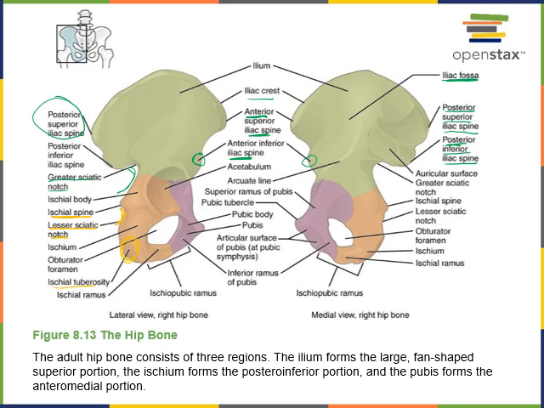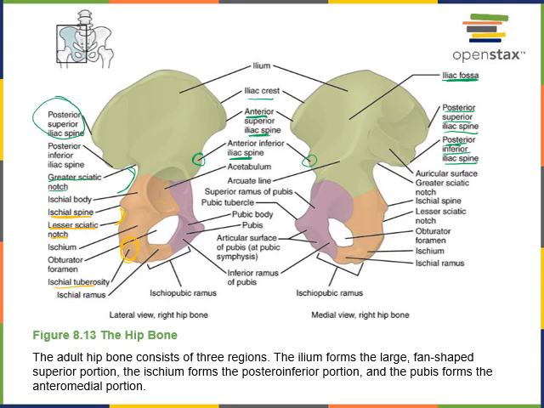The ischial tuberosity is a rough projection of bone on the inferior and posterior of the ischium, which serves as an origin for hamstring muscles that flex the knee, such as biceps femoris long head, semimembranosus, and semitendinosus.